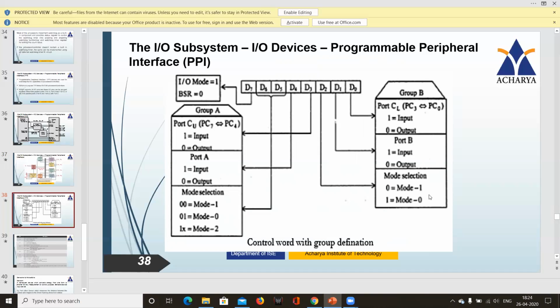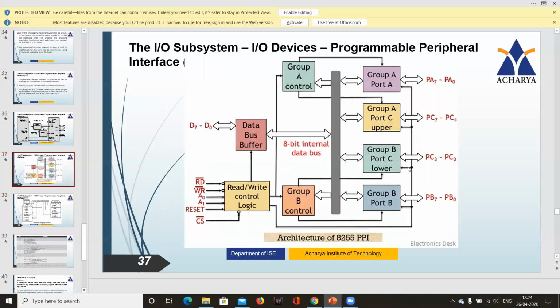Port C. Now is the actual data pin. Now, if the port B bit is 1, it is used for input. If it is 0, it is for output. So you can go to the previous slide and you can see port B, PB0 to PB7. If it is 1, all these pins will become input. If it is 0, all PB0 to PB7 will become output. Let's continue with the next pin.